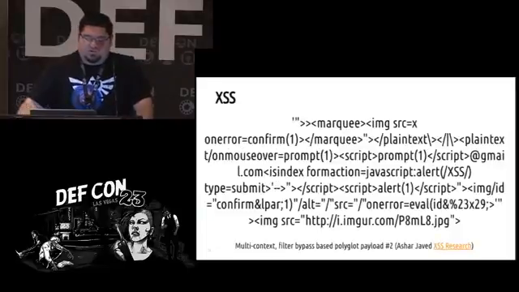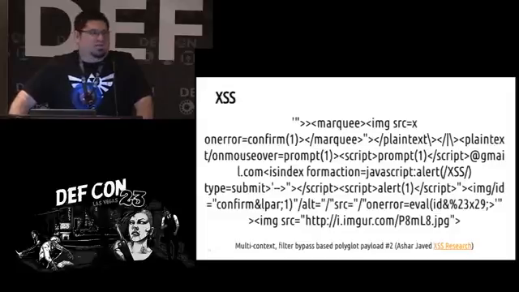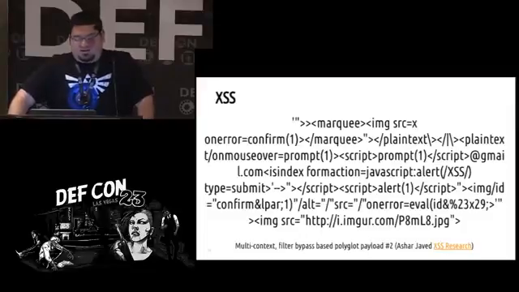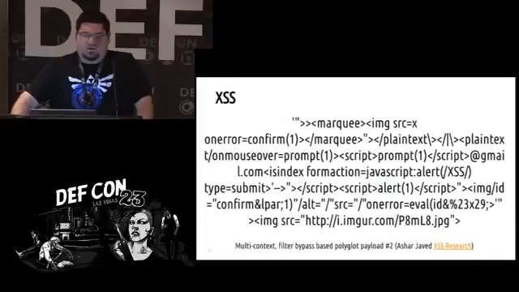So this one is from a researcher named Ashar Javed. He does cross-site scripting research. I think he did his PhD in cross-site scripting, which to me blows my mind. So this is a multi-context filter bypass-based polyglot as well. So you can see here that he's trying to mark up in a whole bunch of different contexts.